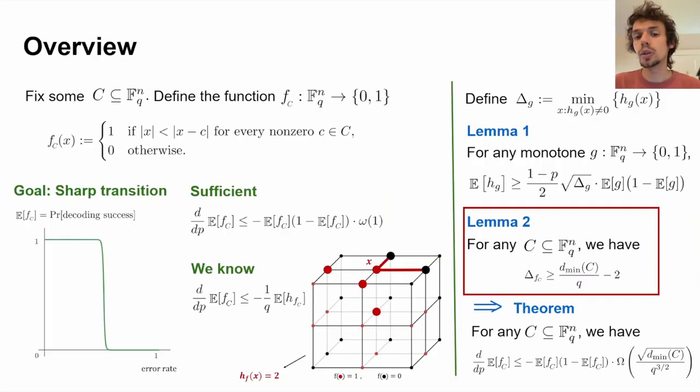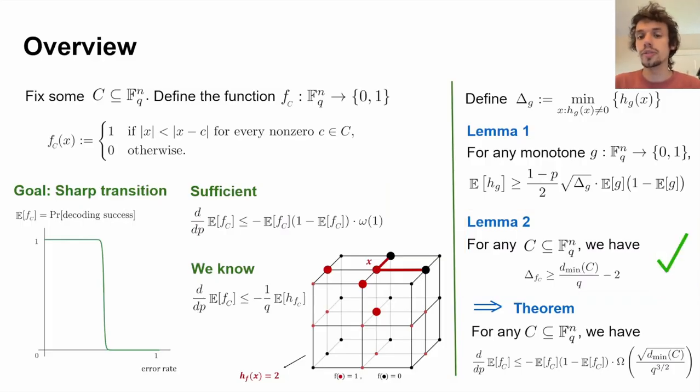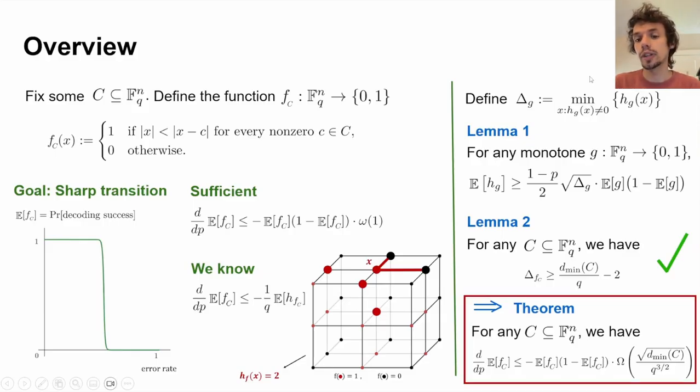And then if we go back to this overview, right, we've seen that combining lemma 2 with this lemma 1 that I didn't prove, as well as all of these other things that we've seen, gives us our final theorem.